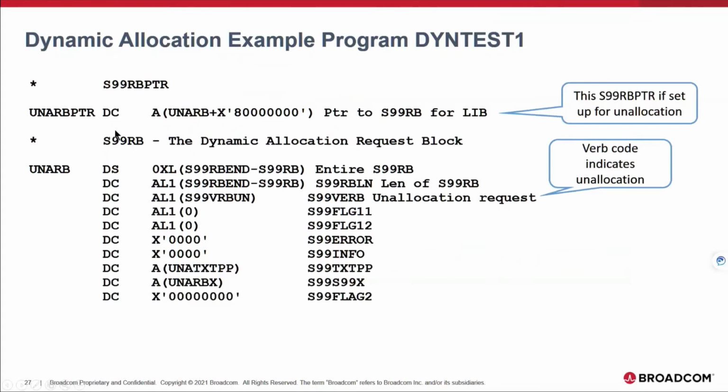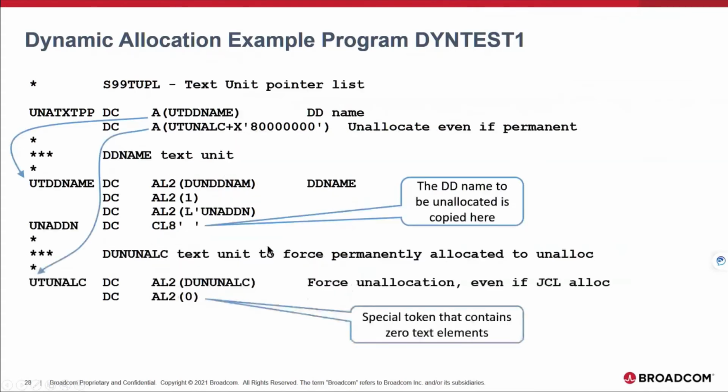Then for the unallocation, it's just exactly the same format. You've got a one-word pointer with a high order bit on that points to this control block. It's formatted exactly the same way with the text unit pointers and the RB extension pointer. Just the verb is different. We say, I want to do an unallocation. And its text units are exactly the same.